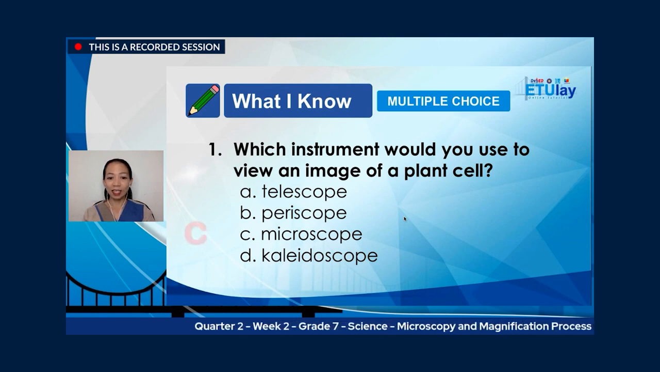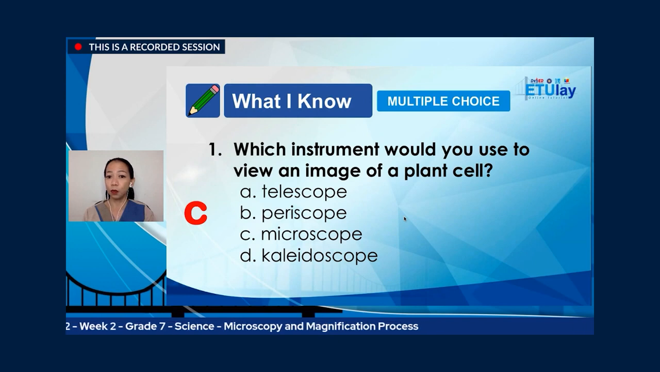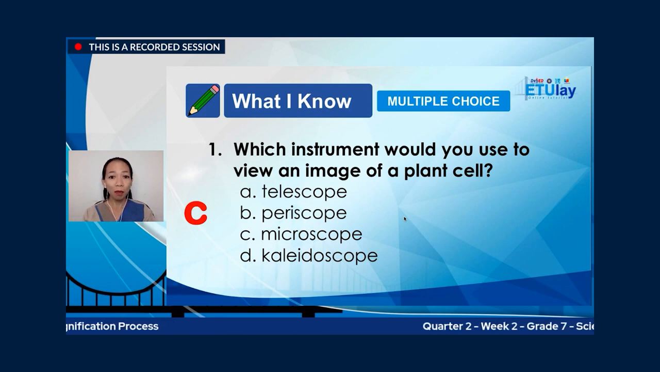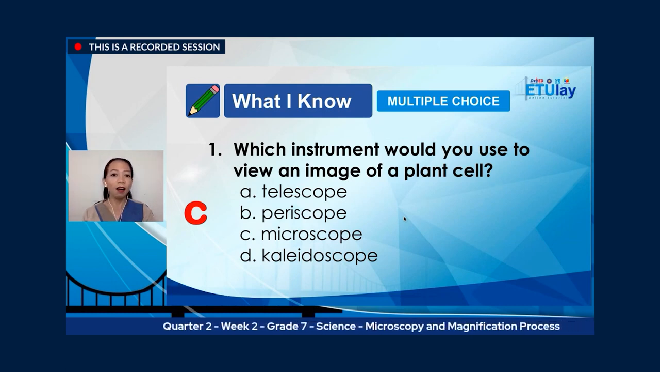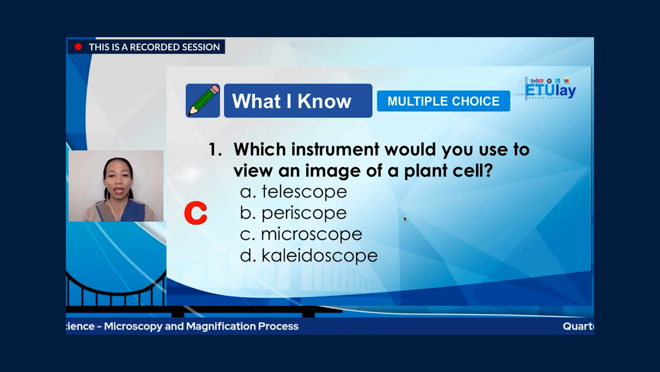The correct answer is a microscope. A telescope lets you view distant objects. A periscope lets you observe the surroundings while remaining undercover, while a kaleidoscope consists of mirrors that reflect images of bits of colored glasses in different geometric designs. So letter C is the answer, microscope.